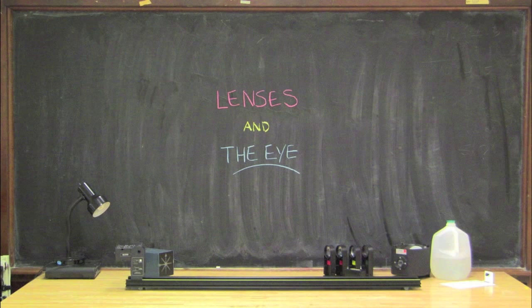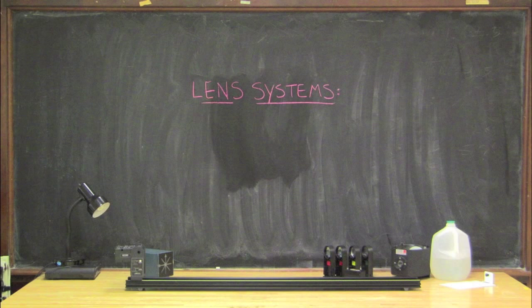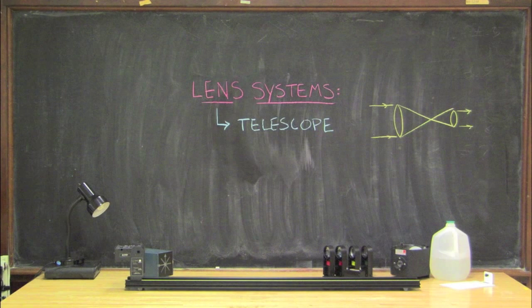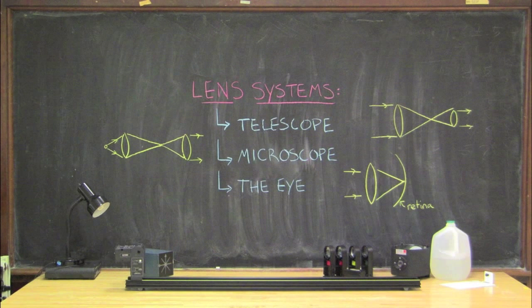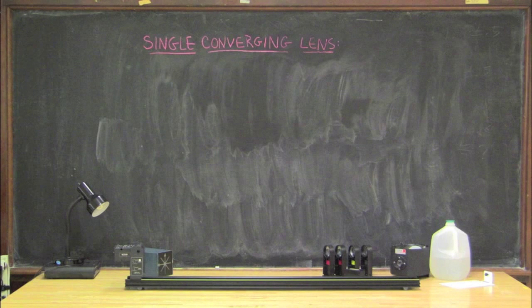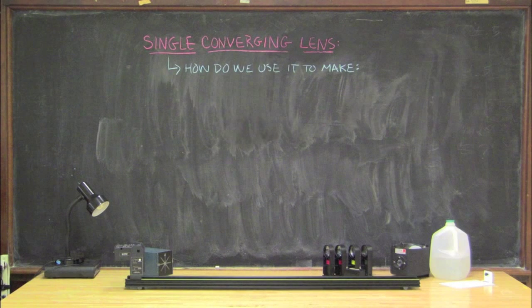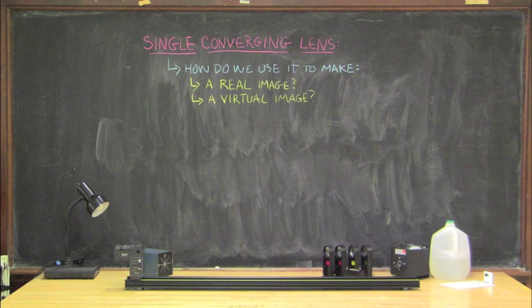In this lab, we'll take a look at how we can use systems of lenses to look at distant objects through a telescope, look close up at objects with a microscope, or to correct the focusing of the human eye. But before we even think about multi-lens systems, we'll have to really understand single lenses. What do they do, and how do we use them to make real or virtual images of an object?